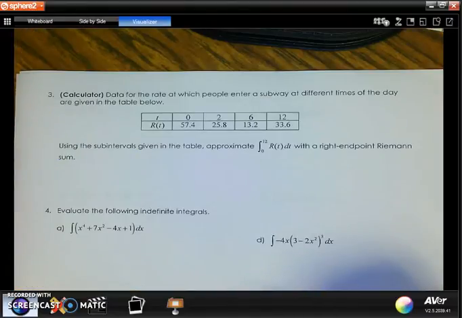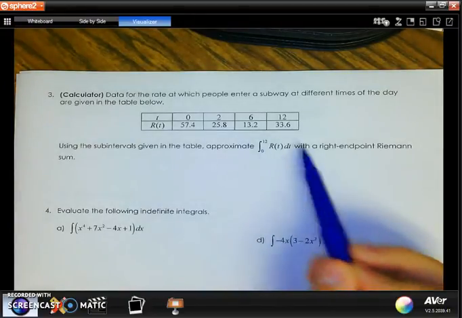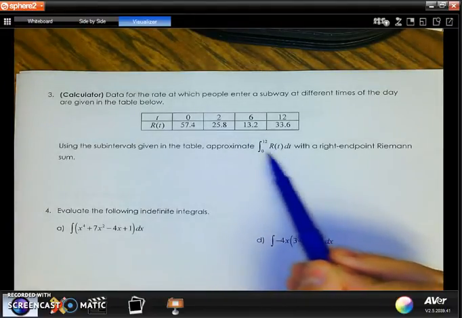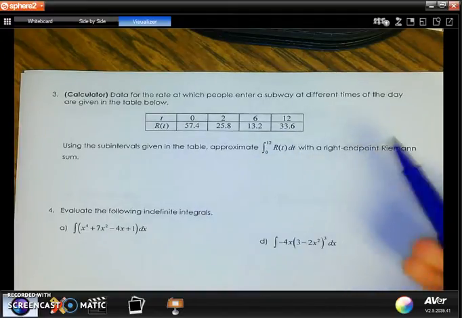Okay, for number 3, again, this is a calculator question, but your calculator is not going to actually help you find the integral. Again, you don't even have anything there. So what they do is they like to give you this table here.